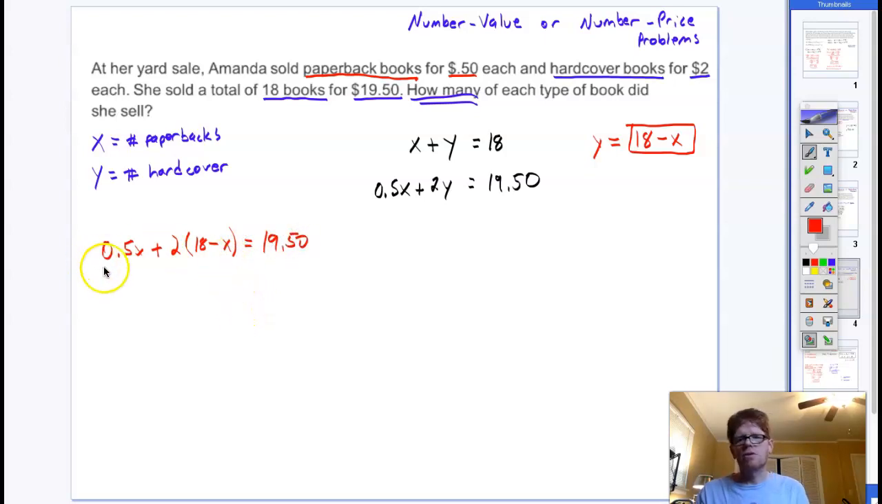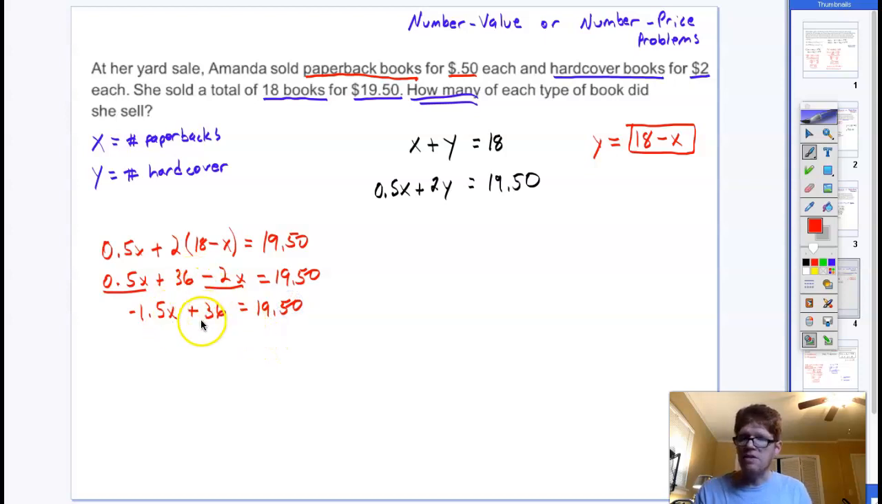is going to be equal to $19.50. So I'll do a little bit of distributive property here. 0.5x plus 2 times 18 is 36. 2 times a negative x is negative 2x, equal to $19.50. I can combine my like terms here. That's going to give me negative 1.5x when I combine those, plus 36 is equal to $19.50. Then I want to get my variable all by itself. So my goal here is to chop off the 36, so I'll subtract 36 from that.